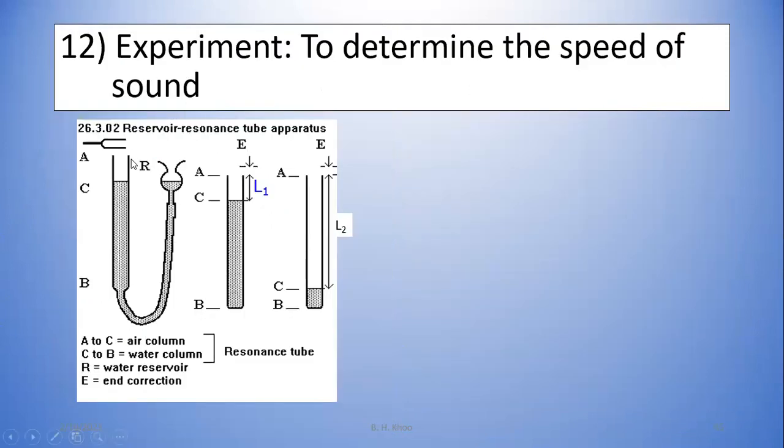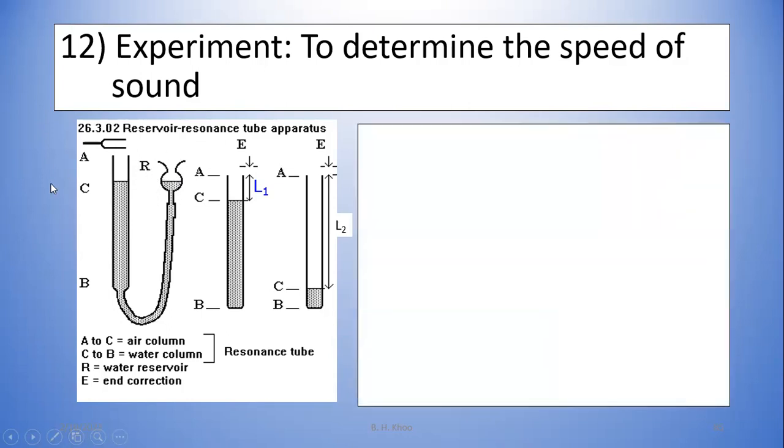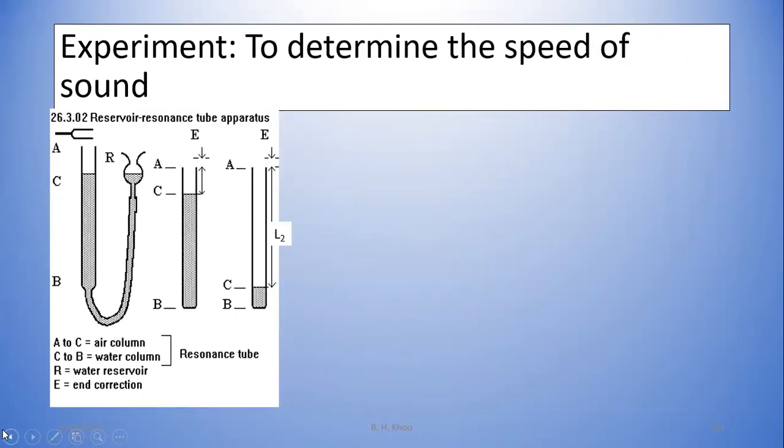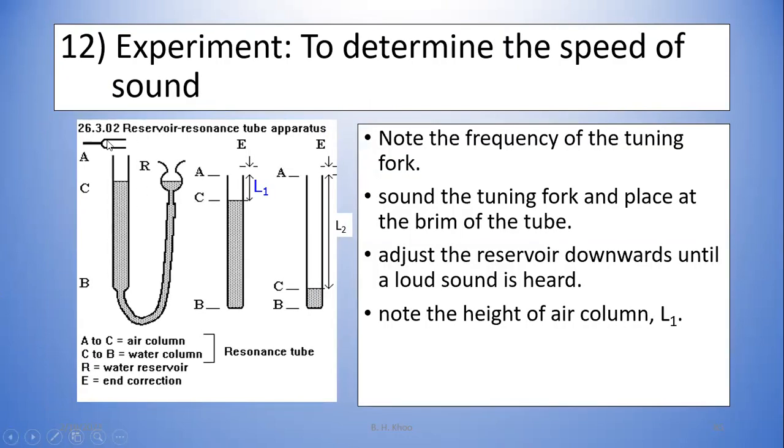Okay, experimental wise, we can use this setup. This can be a burette. This can be a reservoir. All we need to know is, note the value of the tuning fork. Then lower the reservoir. And when you hear the first sound, then there's your L1. Then you lower again. You hear the second sound, that's your L2.